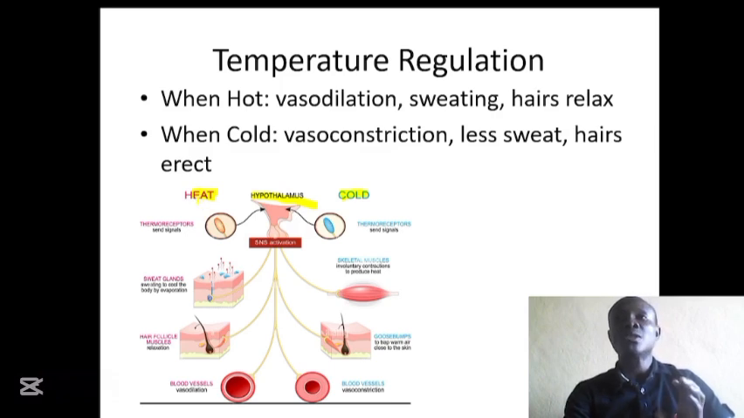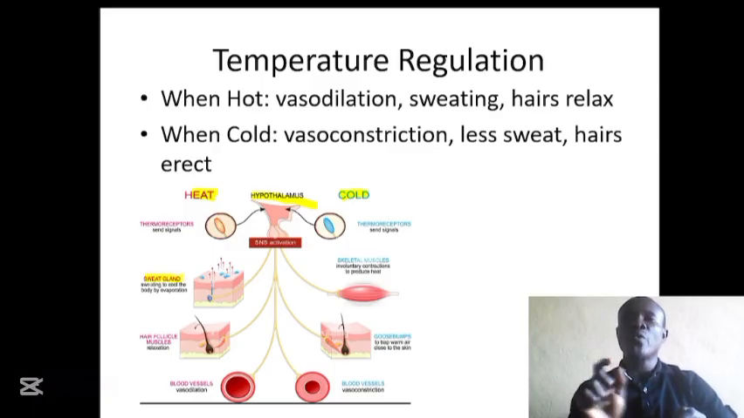Now let's start when it is hot. When it is hot, the body temperature becomes too high. What will happen? The hypothalamus will send signal to the sweat gland. The sweat glands will produce more sweat. As it produces sweat, this sweat will move through the sweat duct to the outside of the body, and the body will use its own heat to evaporate the sweat away, thereby reducing the body temperature.